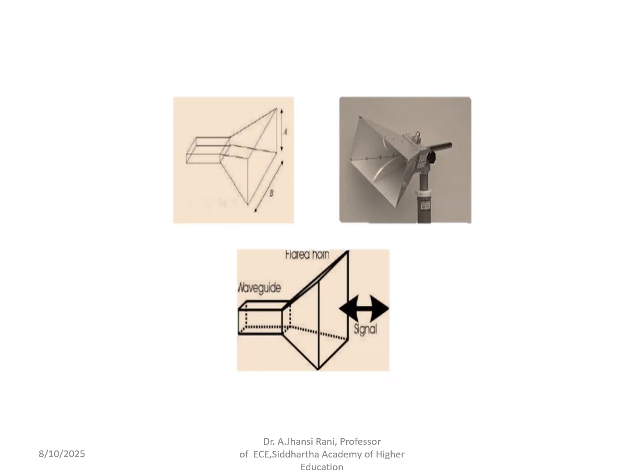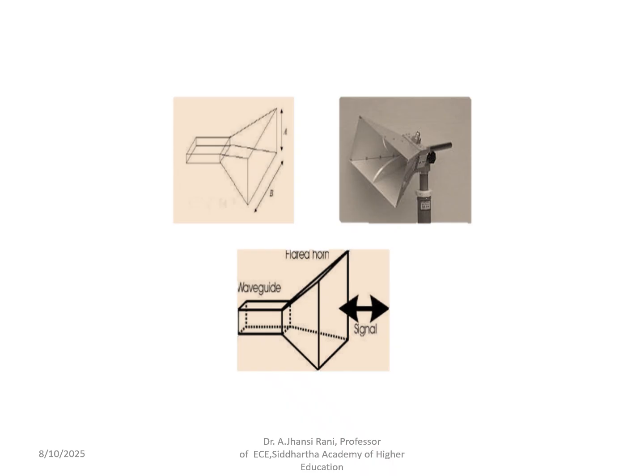This is the ridge waveguide. Two ridges are placed at the center of the waveguide for the pyramidal horn antenna. This is giving more robustness for the horn antenna. These are the dimensions of the pyramidal antenna.